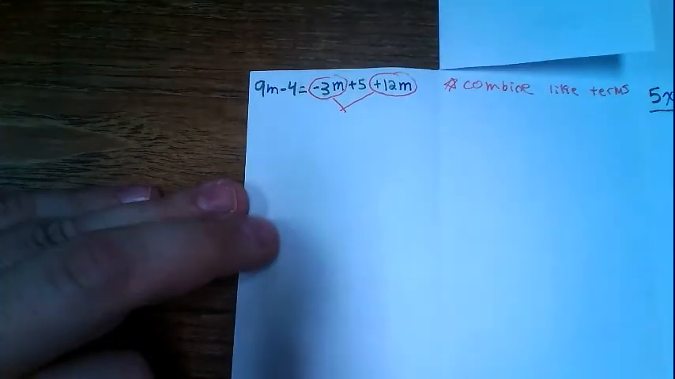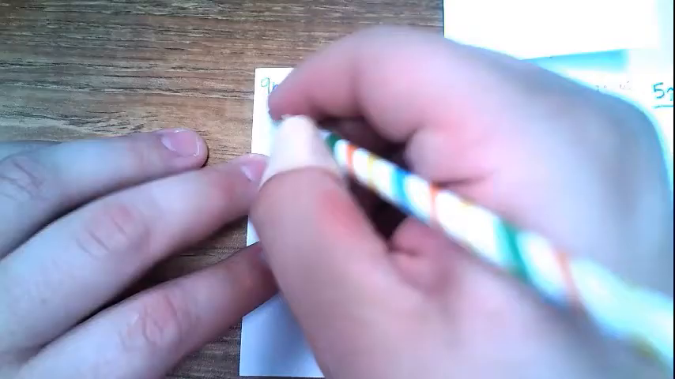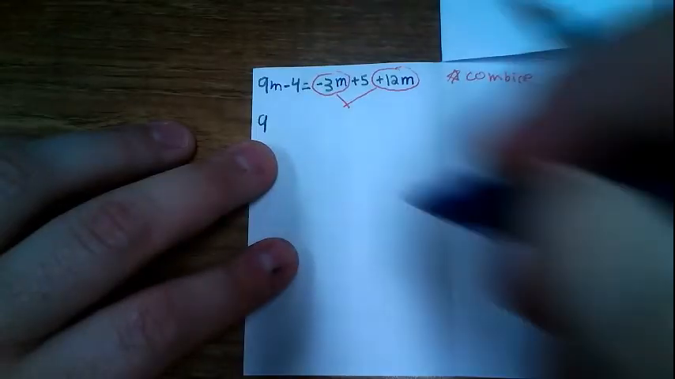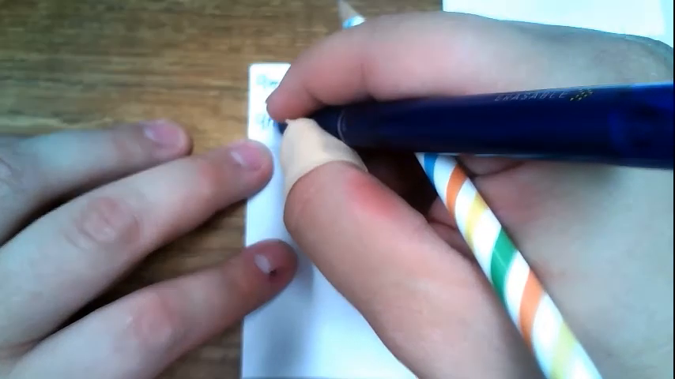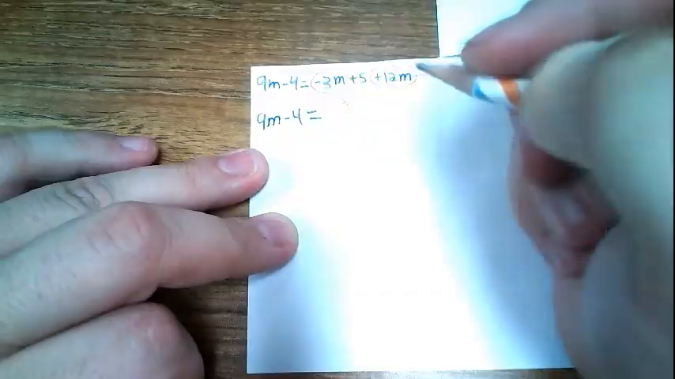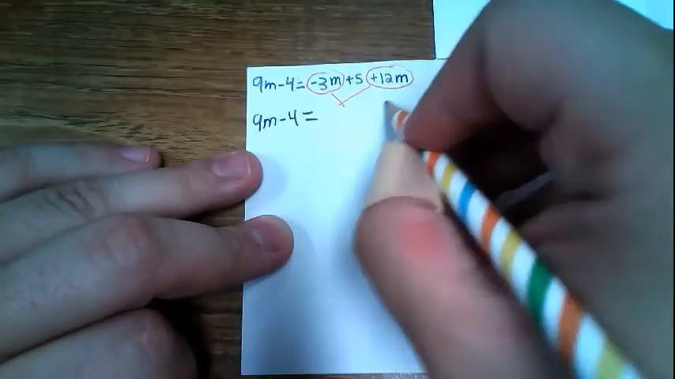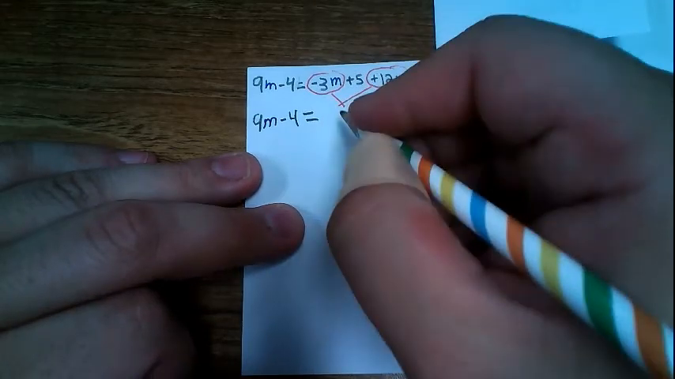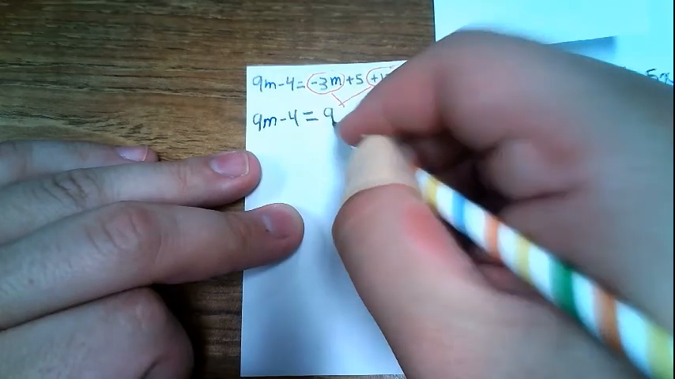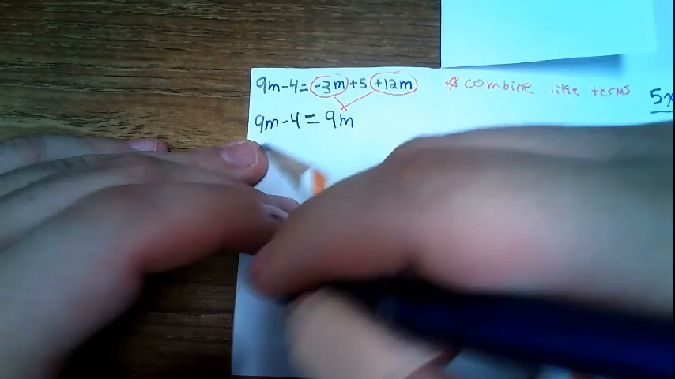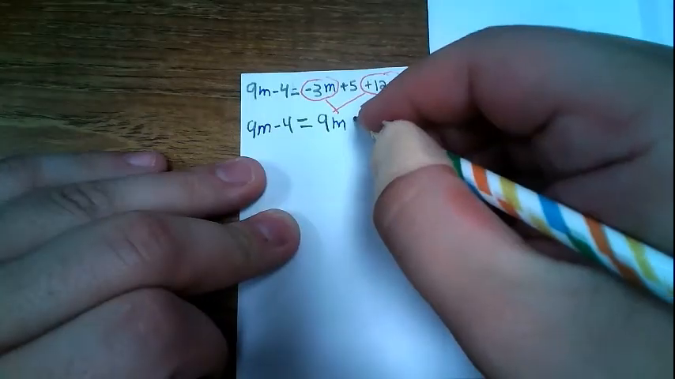So on the left side, nothing changes. I've still got 9m minus 4, and that equals negative 3m, positive 12m. When I combine those together, I get positive 9m, and then it's plus 5.